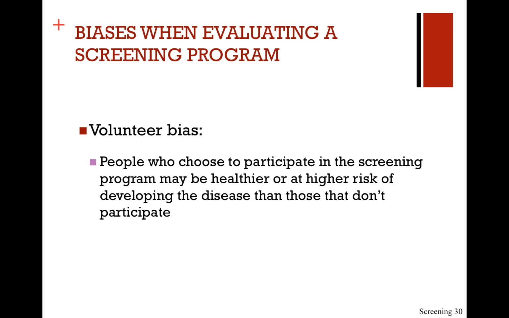So volunteer bias basically states that individuals who participate in a screening program may either be healthier, so your healthcare junkies, people who are into health and wellness and therefore they probably don't have the disease simply because of the way that they're living their lives, or people who are at higher risk of developing the disease because they recognize they're more at risk, so they're more vigilant. And so you need to know who's in your population, right? And that can bias it in either of two ways.